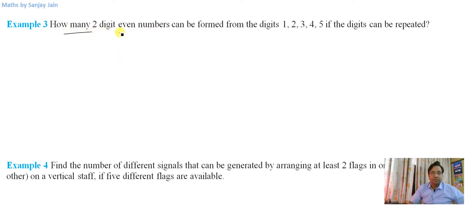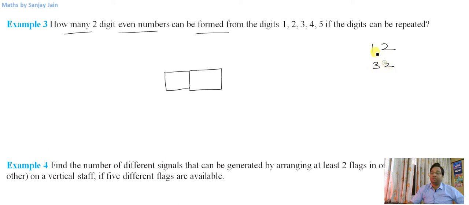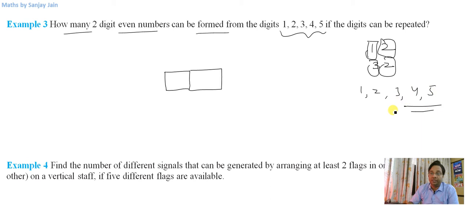How many 2-digit even numbers can be formed? Now we need to form 2-digit numbers. So we have basically 2 places to fill. Okay, what I mean is 2-digit numbers can be like this, 12, 32. So we have got 2 places to fill to form a number, and we have got these 5 digits, 1 2 3 4 5, only to fill these 2 places with.